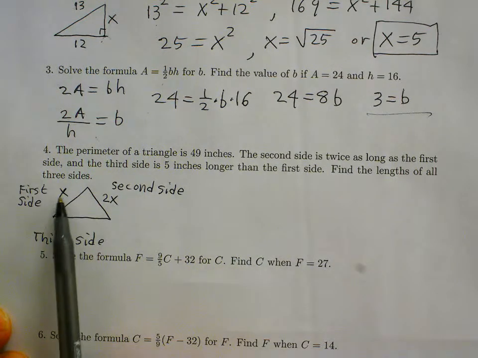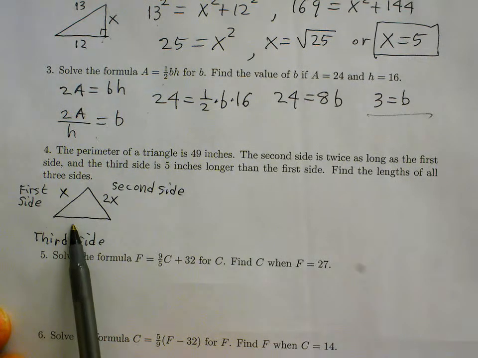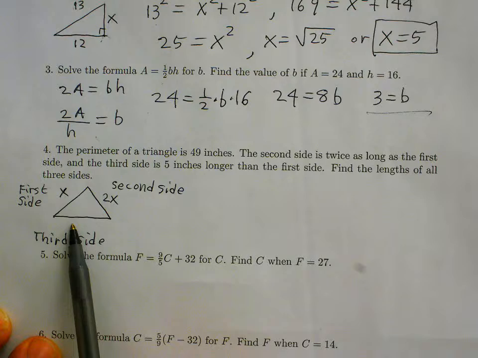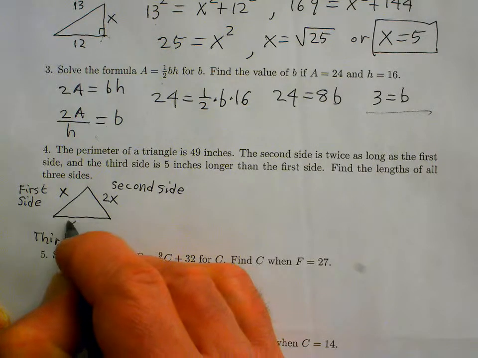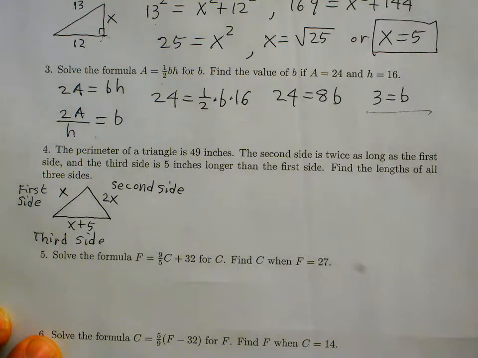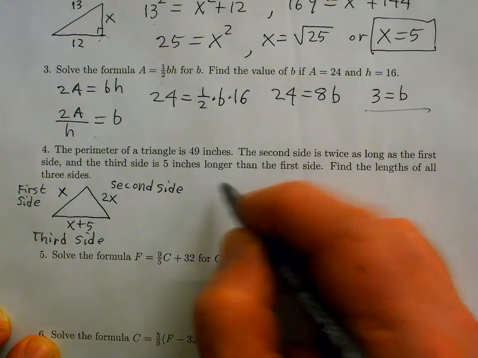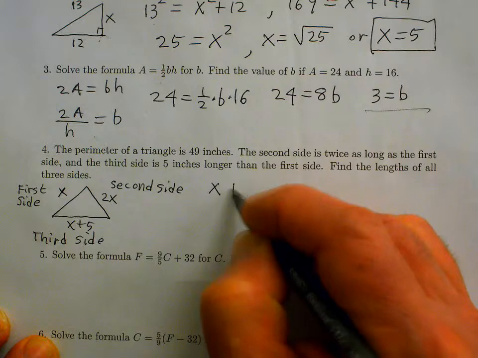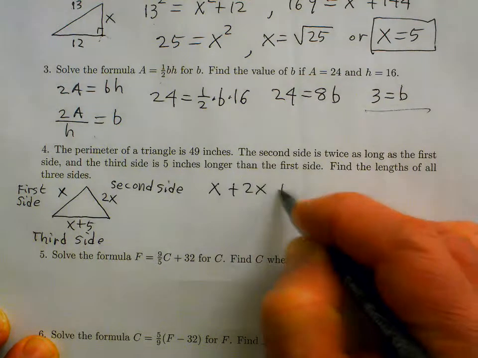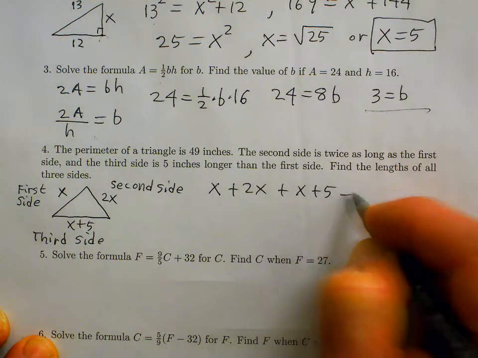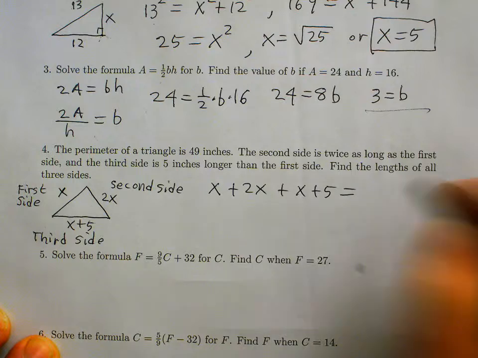The first side is x inches. The third side is 5 inches longer than the first side, so the third side is x plus 5 inches. And then the perimeter, that's what we get when we add the lengths of the 3 sides. So x plus 2x plus x plus 5, we're given that the perimeter is 49 inches.